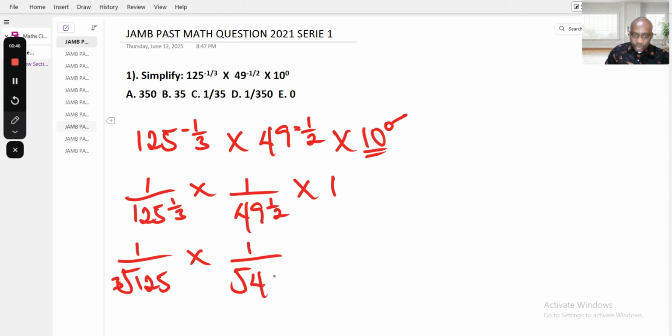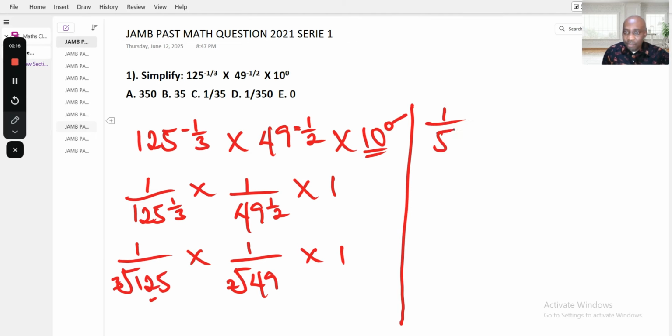This one is the square root of 49, multiplied by 1. Let me divide this page into 2. The number that you can multiply 3 times that will give you 125 is what? It is 5. 5 times 5, 25. 25 times 5 is going to give you 125. Therefore, the cube root of 125 is 5.